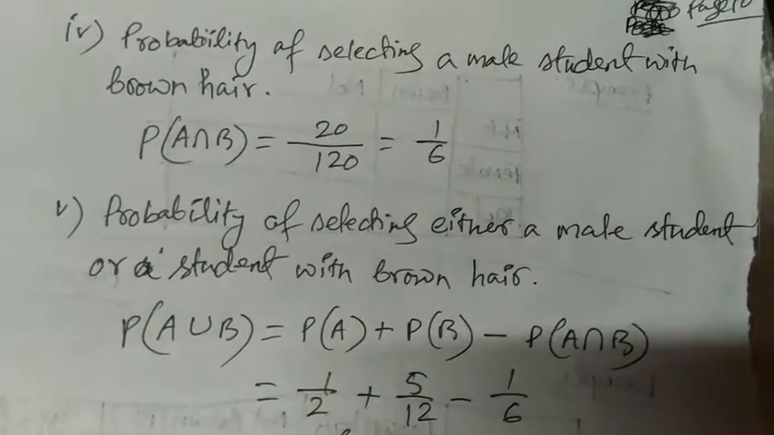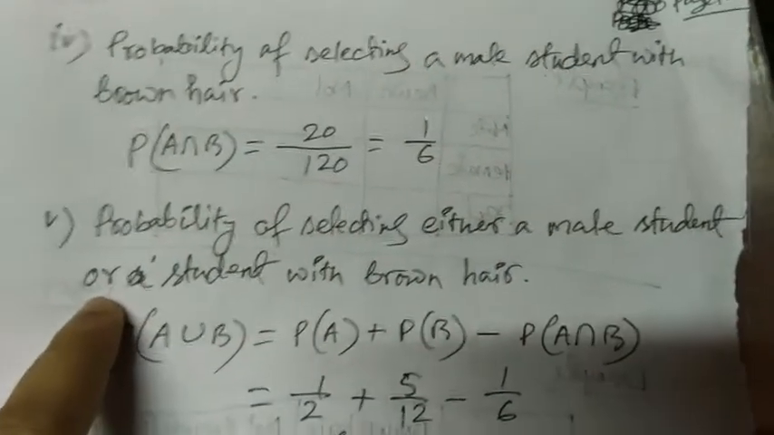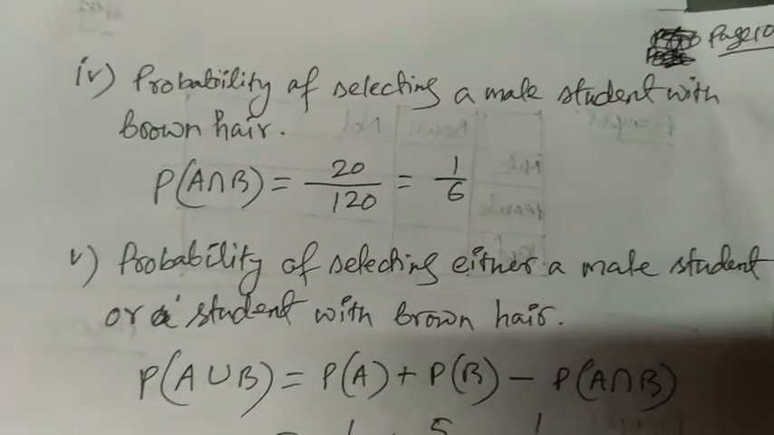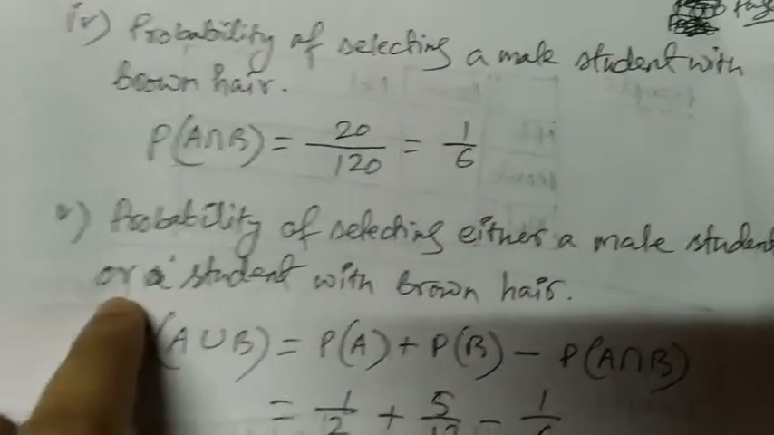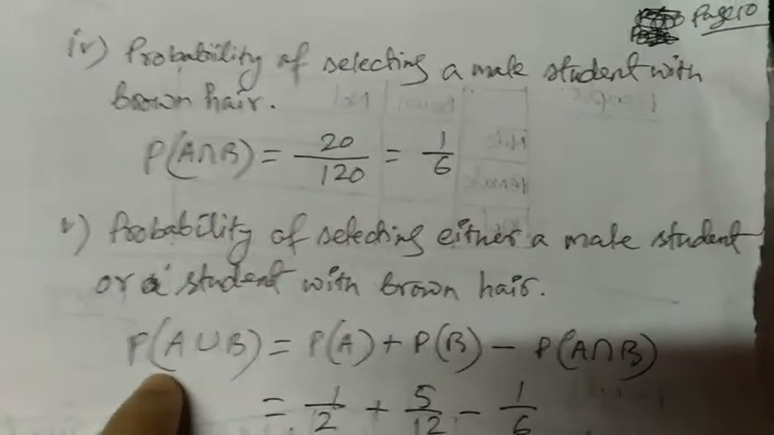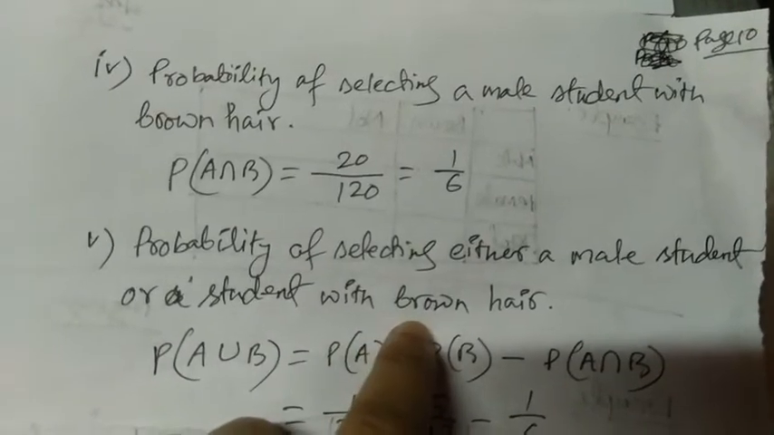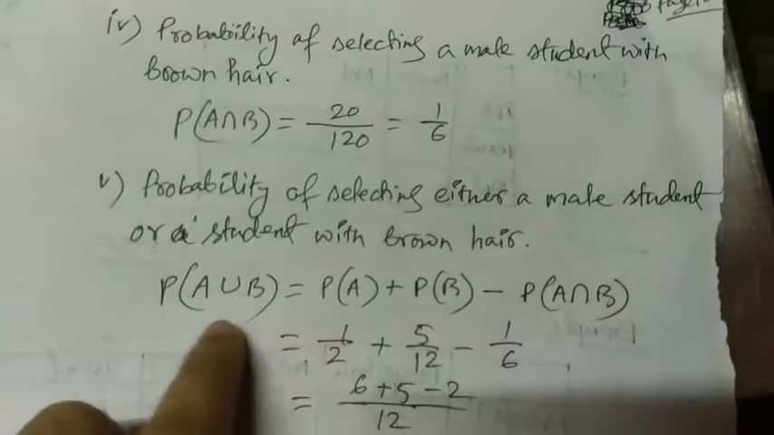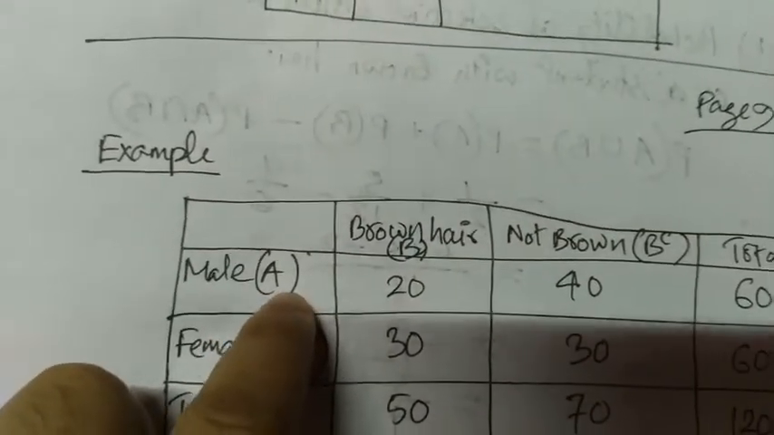So now find out the probability of selecting either a male student or a student with brown hair. So whenever you see the question is asking either or, that means this question is asking you to find out the union. That means probability of selecting either male student or a student with brown hair is a union. You need to find out the probability of union between male and brown. So male we denote it by A, and brown we denote it by B. You can see from here, male is A and brown is B.